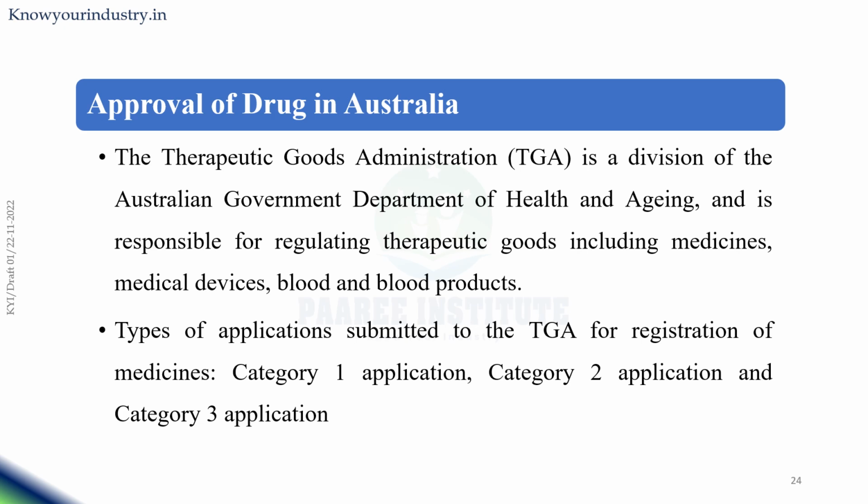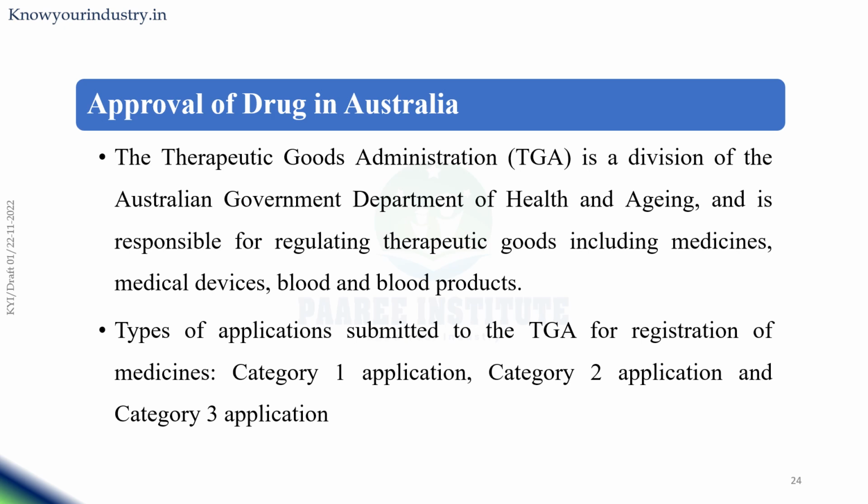It also looks into the suitability of medicines and medical devices for export from Australia. Therapeutic goods manufacturing units are also regulated by TGA to ensure they meet acceptable standards of manufacturing quality. A team of manufacturing inspectors audit manufacturing facilities around the world to ensure that products supplied in Australia are of high quality.